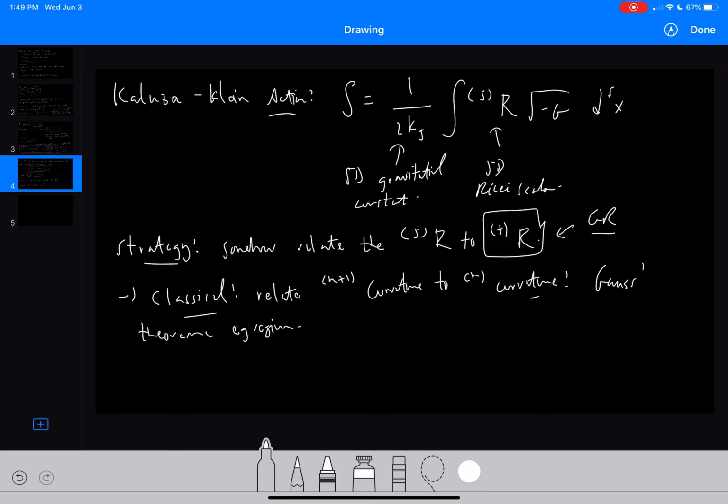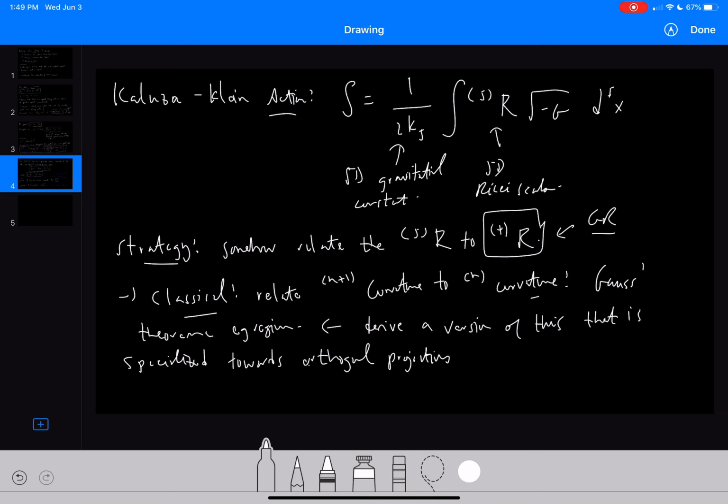A beautiful theorem, and what we will derive in what follows is something that is related to this, something that is akin to this. So we will derive a version of this that is specialized towards orthogonal projections on hypersurfaces. Okay, so that's the main idea here.